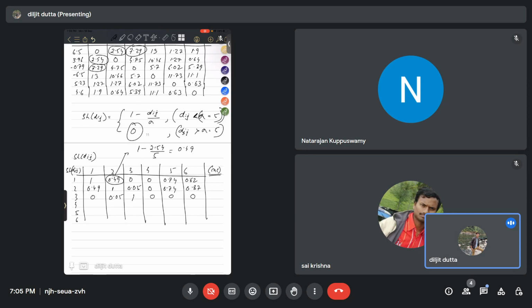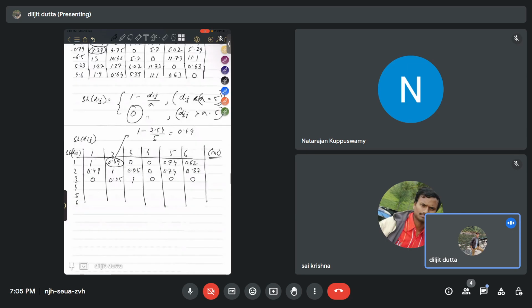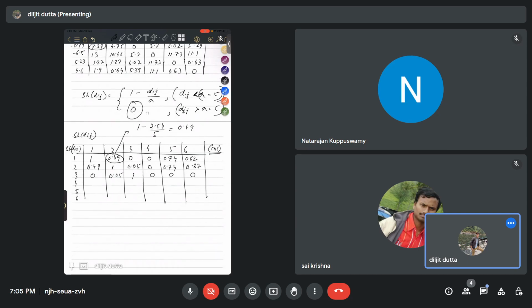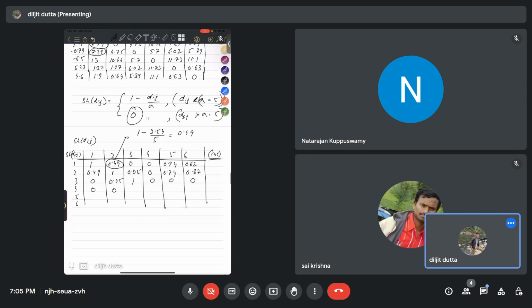Now for the fourth row, that is when there is 13, so it will be 0, 0, 0. The 13 is 0, 10.460, again 5.70. So this will be 1, 11.73 is 0, 11.1 is 0.